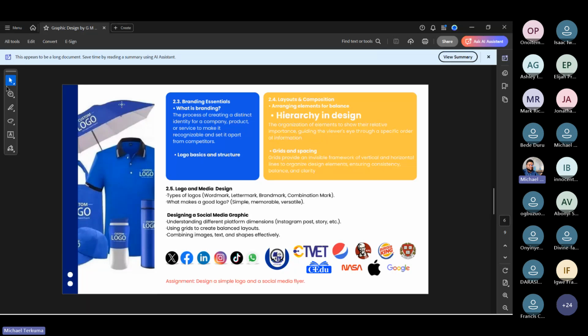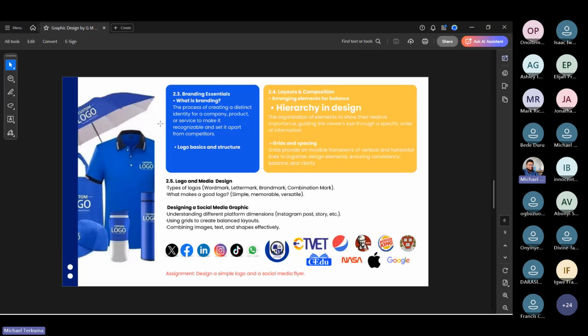Okay, so back to our material. Brand essentials. What is branding? Branding is the process of creating a distinct identity for a company, product, or service to make it recognized. I've already explained most of that, the basic structure. So what we're talking about now in this class is your logo and the typography. The logo and the typography.